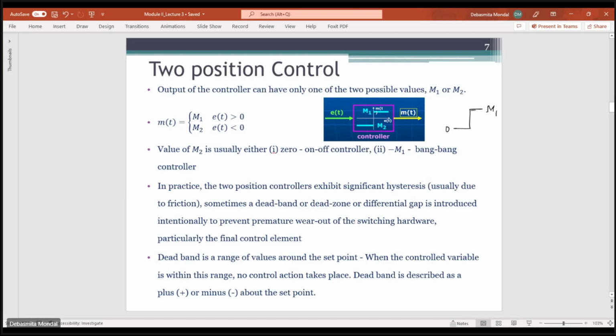So to explain that, here what is happening is that, let's say this controller is now connected to, let's take an example, a control valve. The output of the controller is the input to a valve. So what can happen is that when the output of the controller is 1, the valve is open, 100%, and when the output of the controller is 0, the valve is closed.